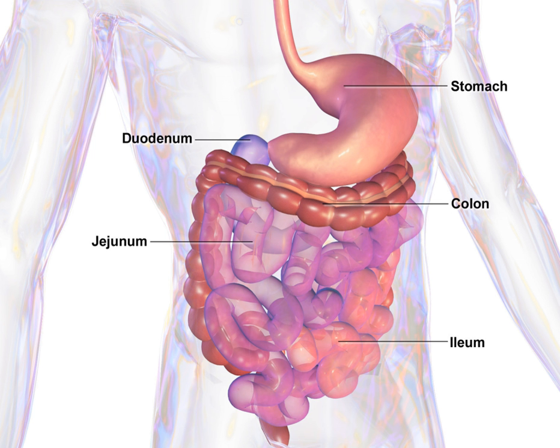In humans, the small intestine is further subdivided into the duodenum, jejunum and ileum, while the large intestine is subdivided into the cecum, ascending, transverse, descending and sigmoid colon, rectum, and anal canal.